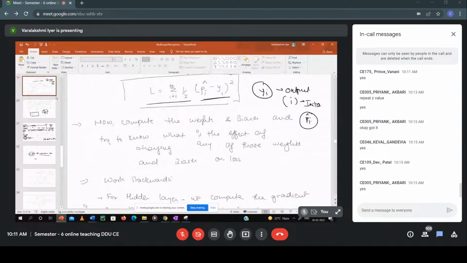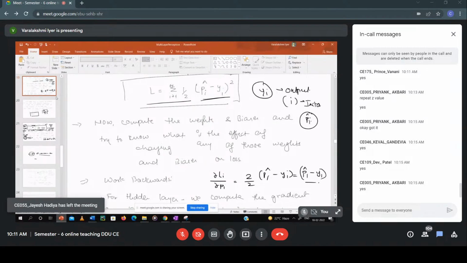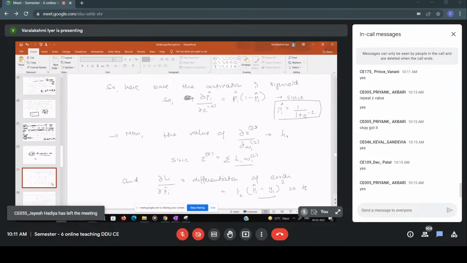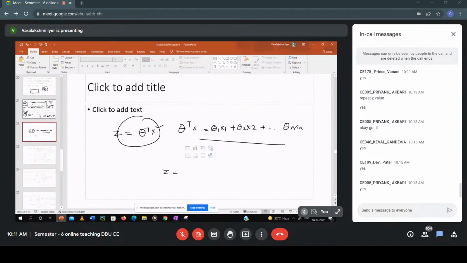Okay, the loss function is L equals 1/2 (Yi hat minus Yi) the whole squared. So del Li upon del Yi hat will be 2 times (Yi hat minus Yi) upon 2, which is actually Yi hat minus Yi, right? So this is clear to everyone. This must be clear.